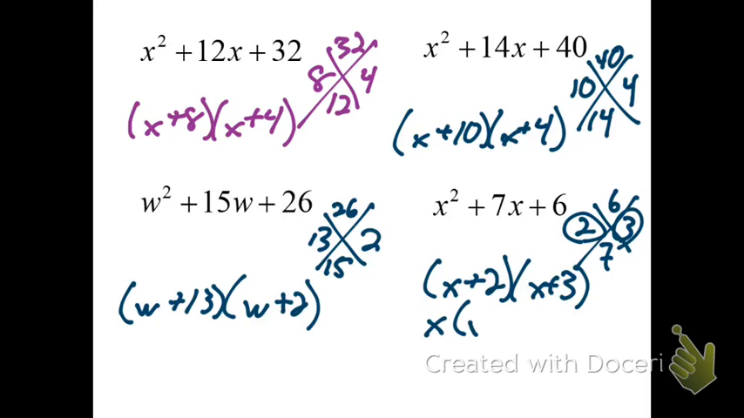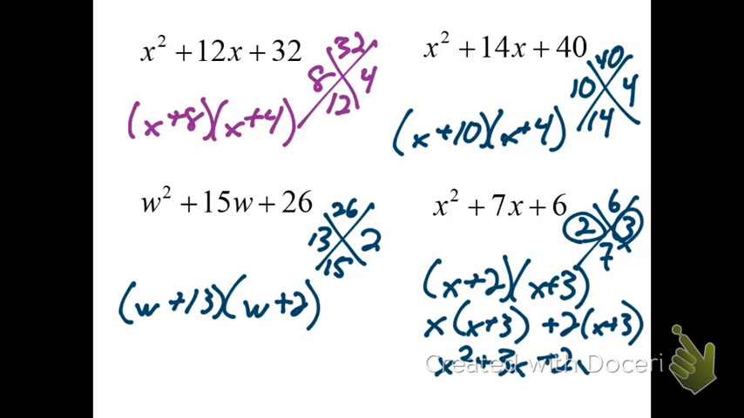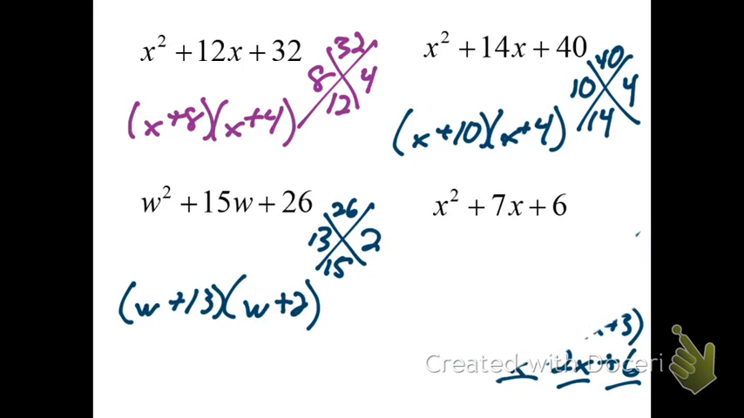So say x times x plus 3 plus 2 times x plus 3. We get x squared plus 3x plus 2x plus 6. Now I got the plus 6. That's great. The problem, ladies and gentlemen, is that it does not give me the 7x. So I have to start over and do it right this time. Told you I was going to mess it up. Called my shot.